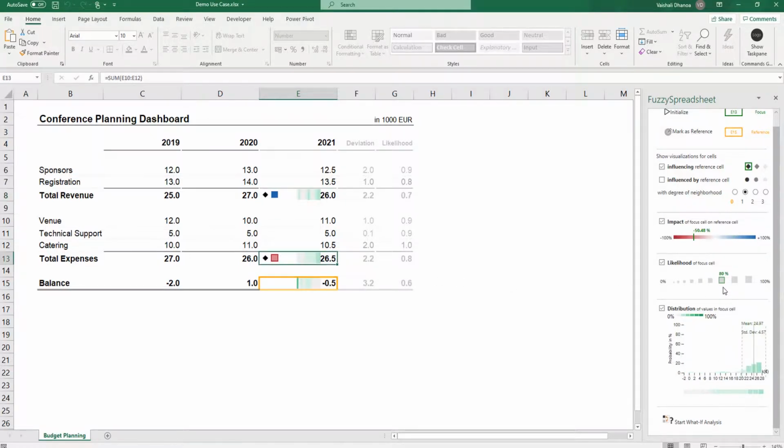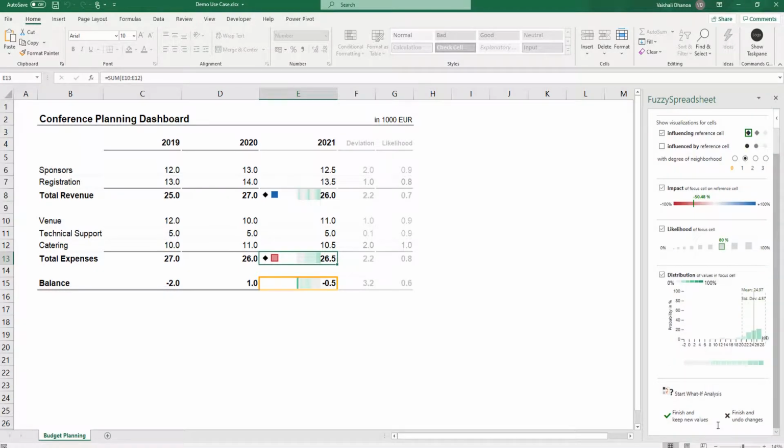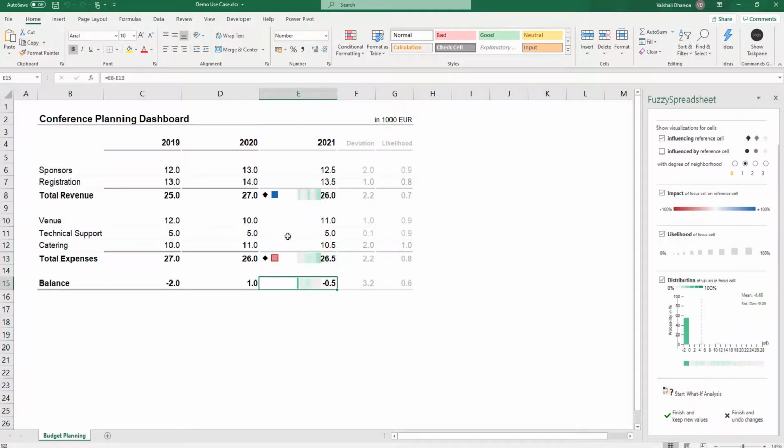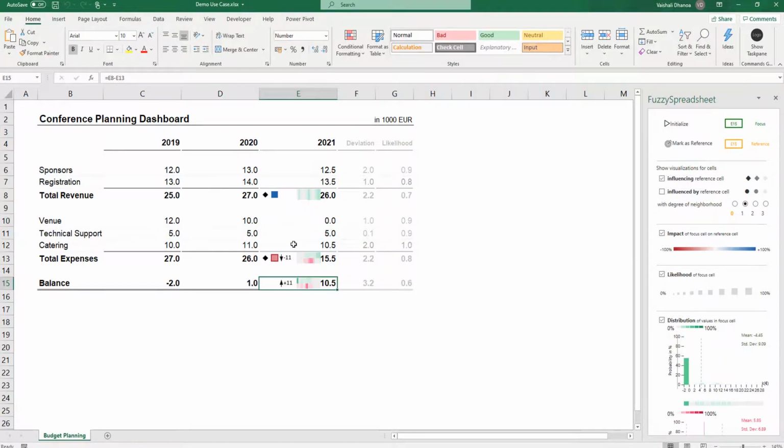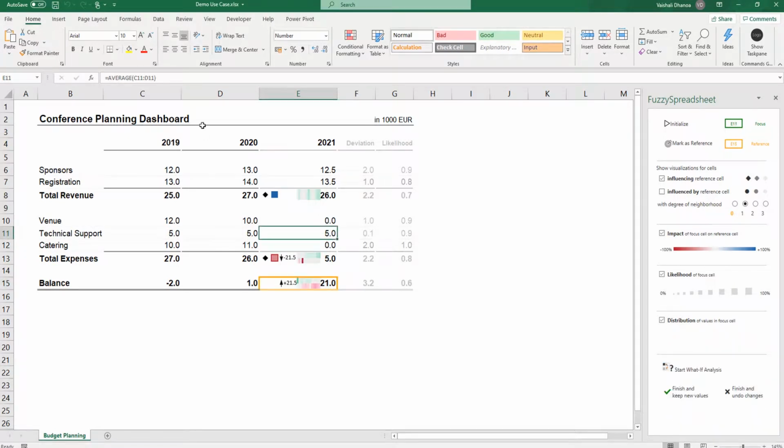In order to track changes in the budget planning, we start the what-if analysis, which preserves our initial planning as well. We reduce the expenses for venue and catering to 0, and also expect higher technical expenses. Therefore, we increase the technical support to 10,000 euros.